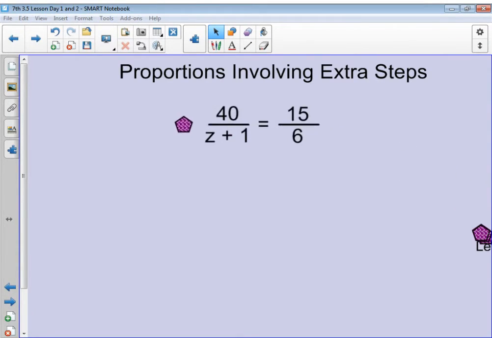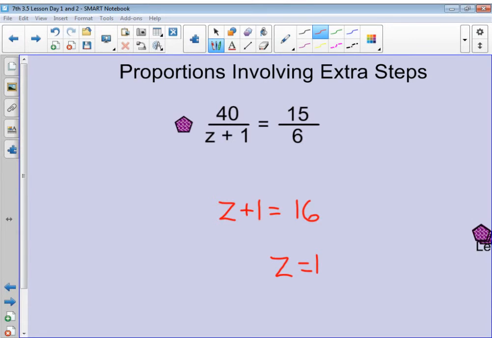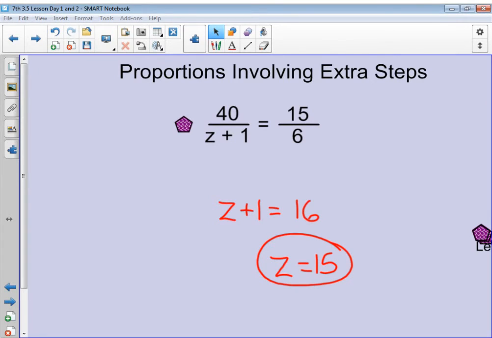And last one. So go ahead and do this one and then check your work. Okay, we should have gotten z equals 15. Okay, don't forget that final step of isolating the variable.